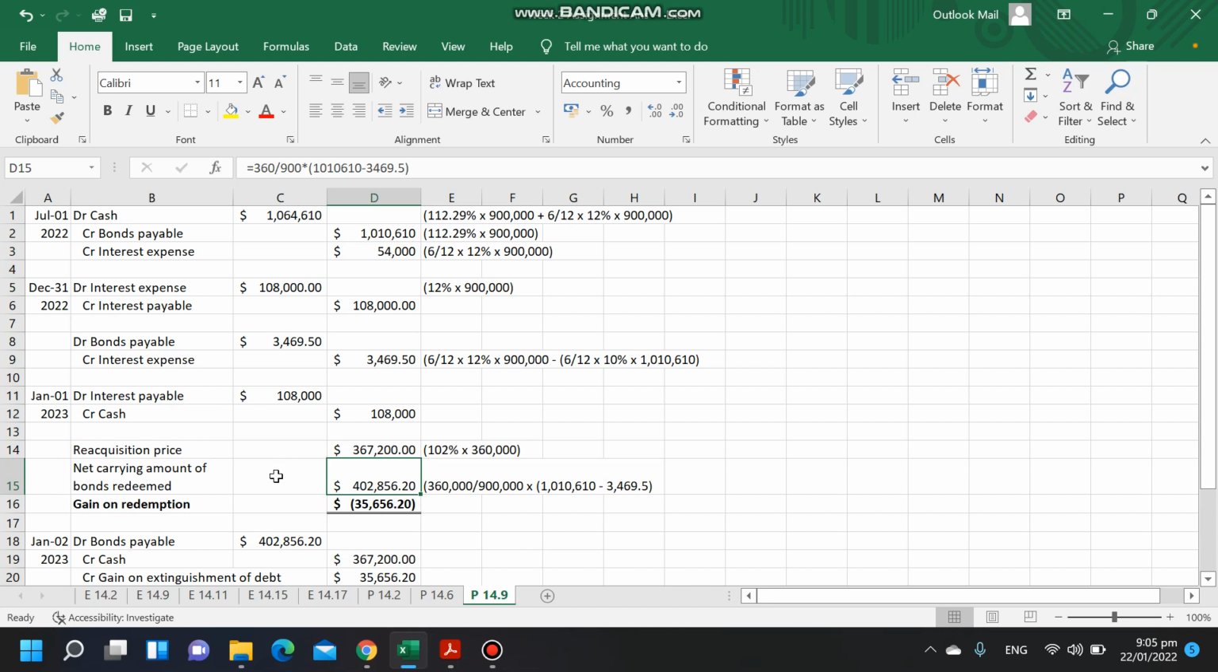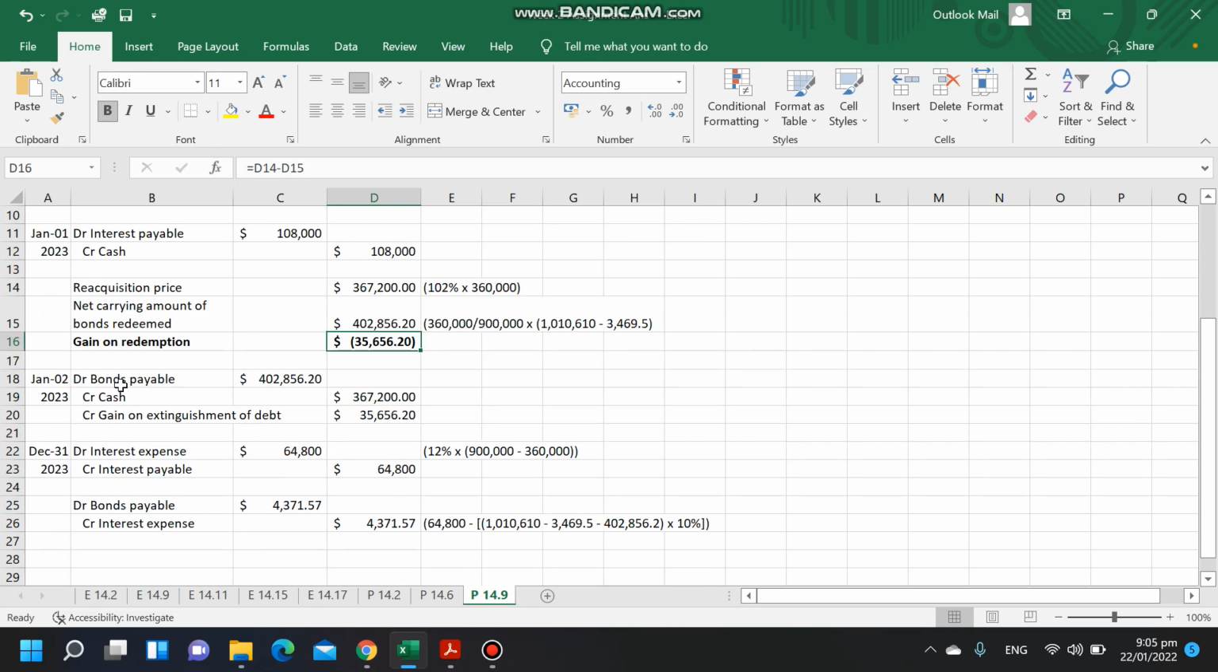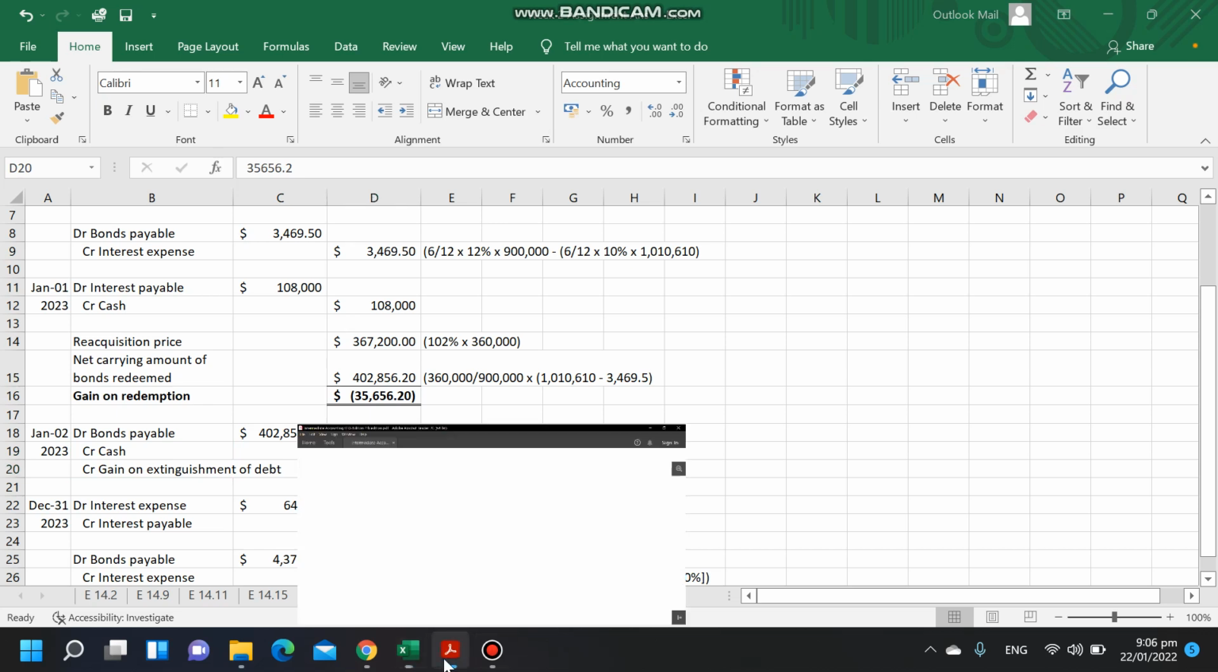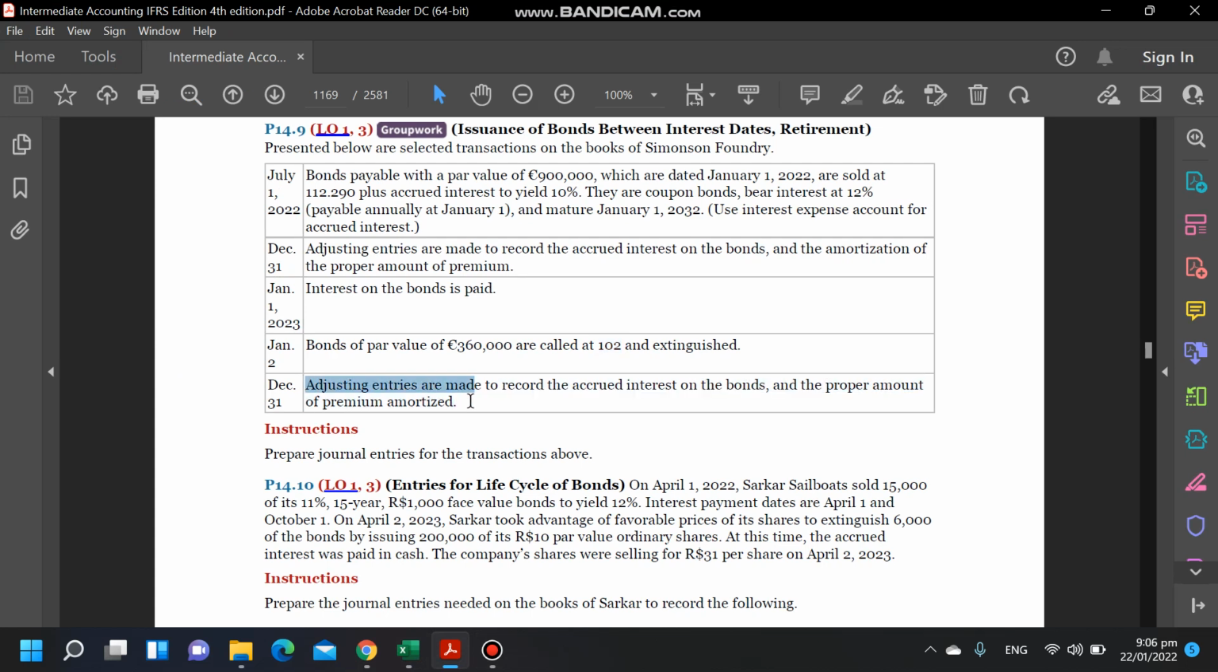402,856.2. Because the reacquisition price is less than the carrying amount, it will be a gain on redemption or gain on extinguishment of 35,656.2. The journal entry will be debit bonds payable 402,856.2, credit cash 367,200, and credit gain on extinguishment of debt 35,656.2.